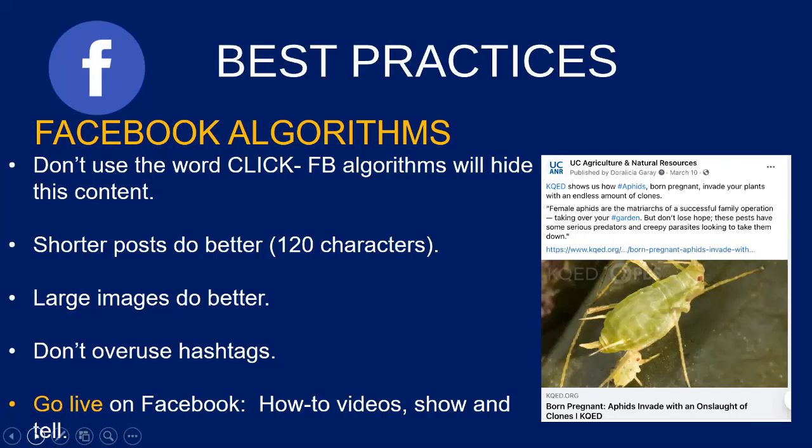Shorter posts do better, approximately 120 characters. I know sometimes we do need to provide more information, but try to stick to shorter text. Don't overuse hashtags on Facebook. Hashtags are great for Instagram and Twitter, but not for Facebook. Try to stick to 2 at most.